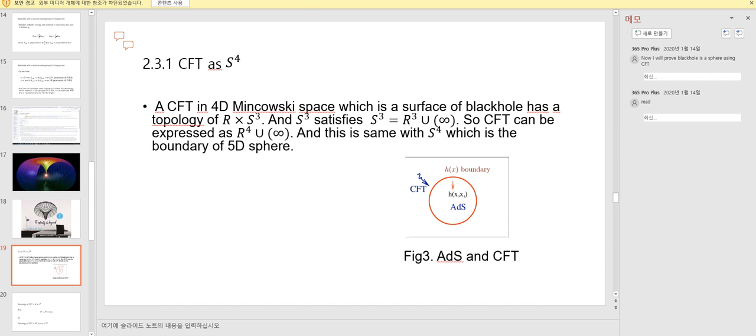Now I will prove the black hole is a sphere using CFT. CFT becomes 4D space, which is the surface of a black hole, has a topology of R multiplied by S3, and S3 satisfies S3 is R3 plus infinity. So CFT can be expressed as R4 plus infinity, and this is the same as S4, which is the boundary of a 5D sphere.